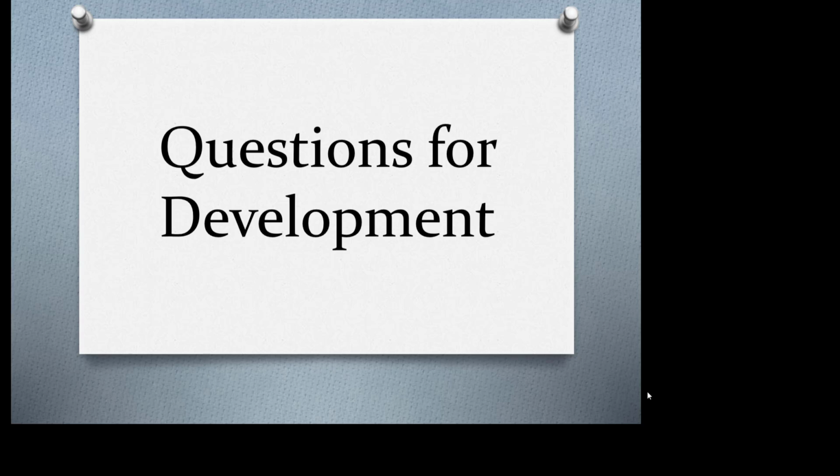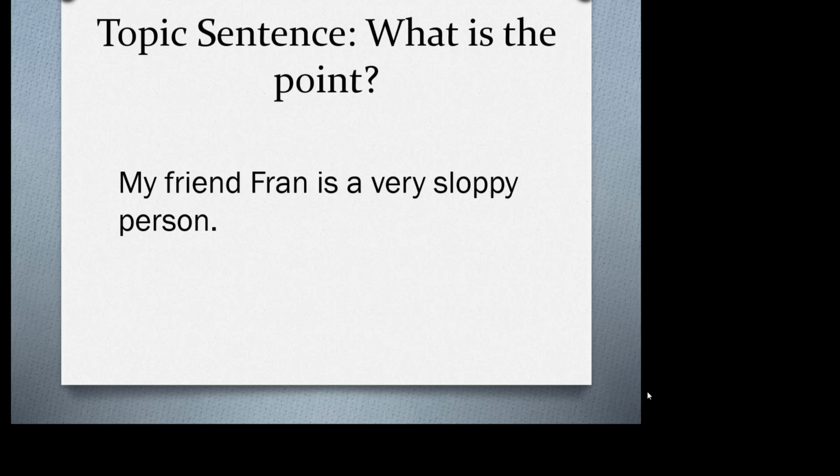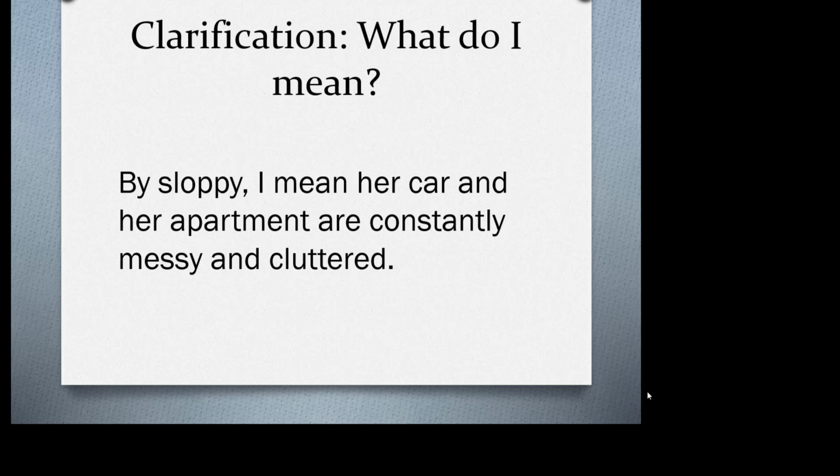So here are just some examples of questions for development. If we start off with a really simple topic sentence, my friend Fran is a very sloppy person. That's the point that you're trying to prove. It's very simple, right? So where else could we go with that? You could have a clarification. What do you mean? By sloppy, I mean her car and her apartment are constantly messy and cluttered. So there's some clarification on what you mean by sloppy.